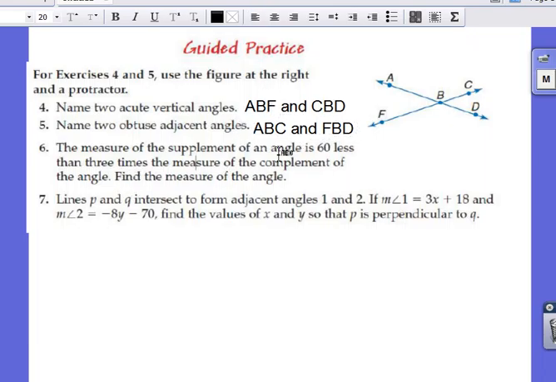The next one is the measure of the supplement of an angle is 60 degrees less than 3 times the measure of the complement of the angle. Find the measure of the angle. So we got 2 things here. We got the supplement and we also got the complement. So remember, supplement angles mean they add up to 180. Complement angles mean that they add up to 90. And remember the rule, 90 before 180, which is the same thing as saying C before A. So that way you don't get them mixed up.